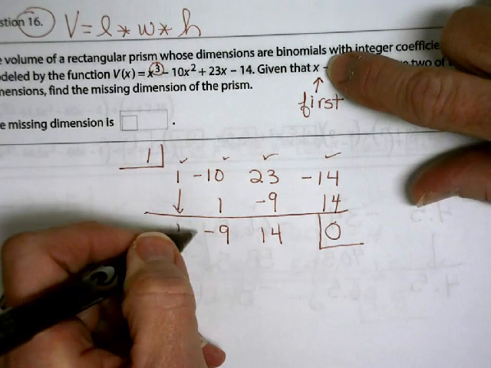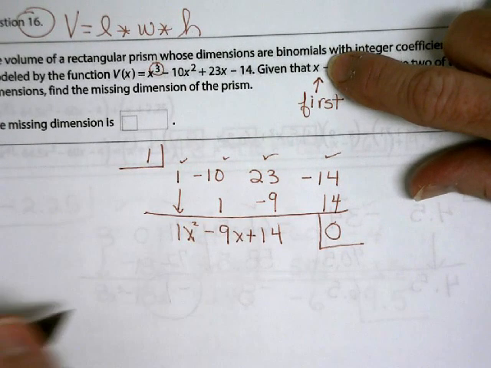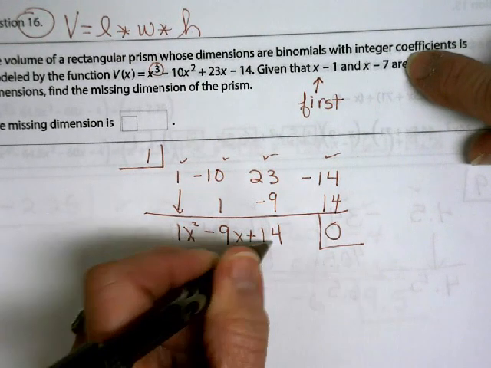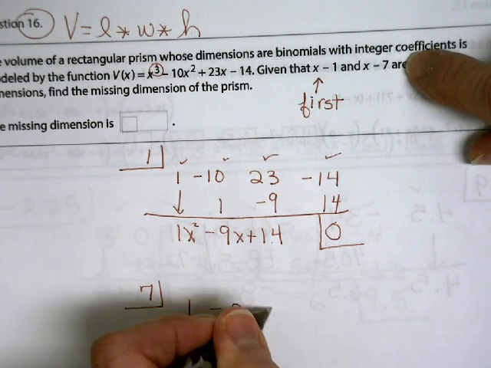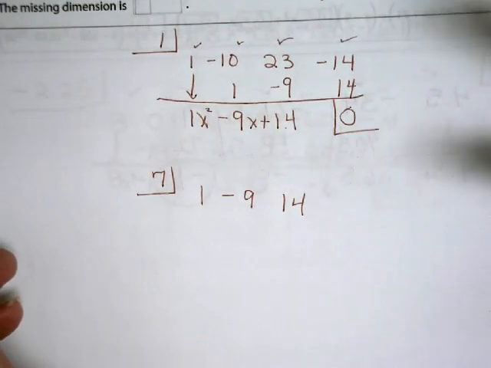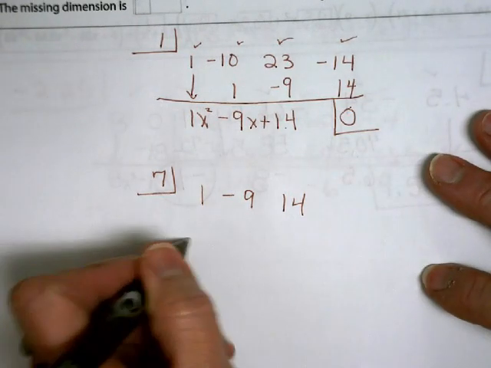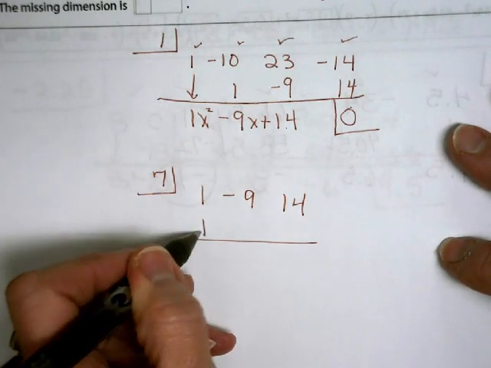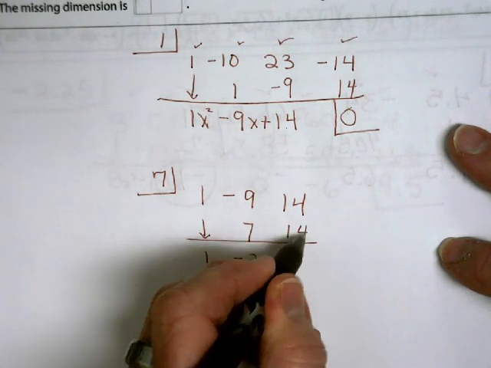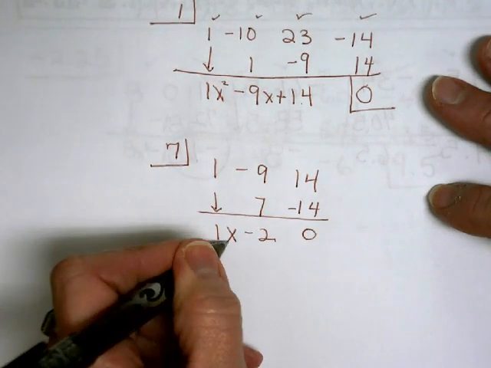Remember when I divide a x cubed by a x to the first, I end up with x squared, right? So now I'm going to divide 7 into my new numbers, 1, -9, and 14. And I'll end up with a linear binomial that designates the missing dimension. So 1, 7, -2, 14, that's negative, and I get a 0.